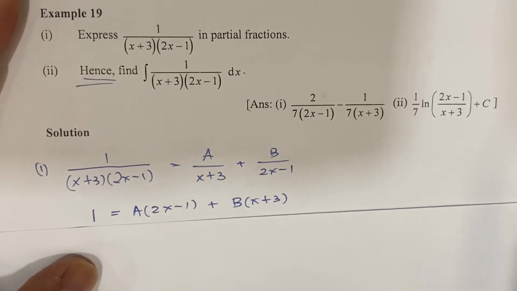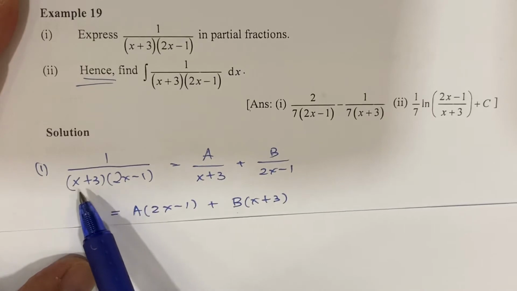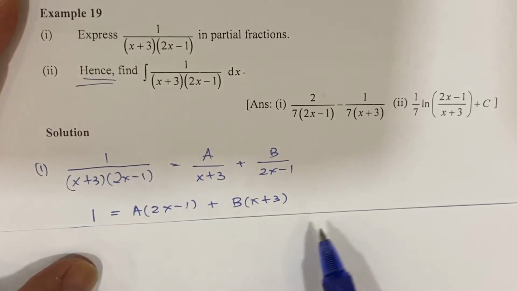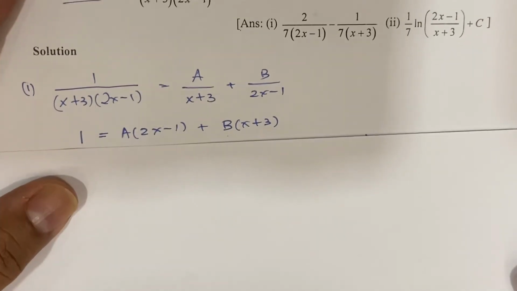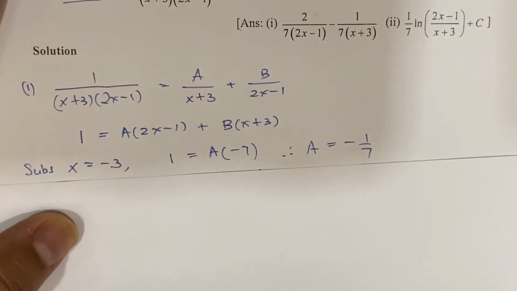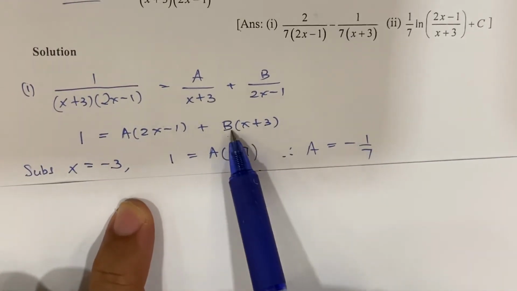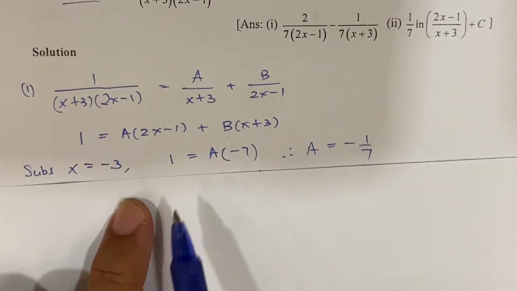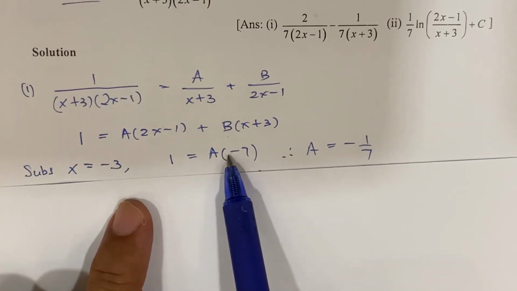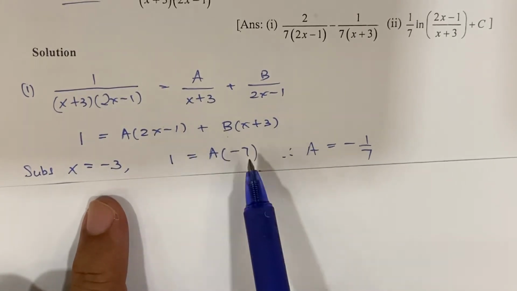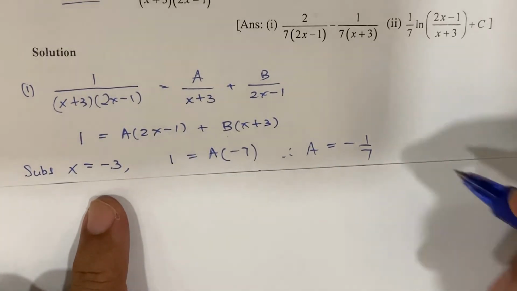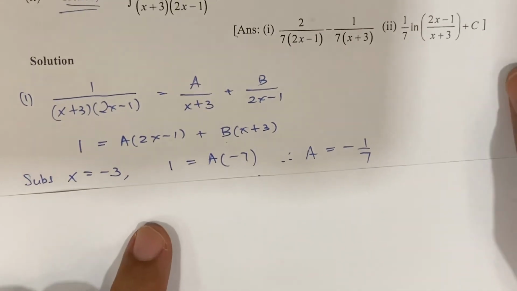We know that we can actually multiply by x plus 3 bracket 2x minus 1. We're going to have this. I'm going to use the substitution method. If I substitute x equal to -3, that means I'm going to eliminate this term here. I'm going to have 1 equals a bracket -7, because -3 times 2 is -6, -1 is -7. So a is actually -1/7.